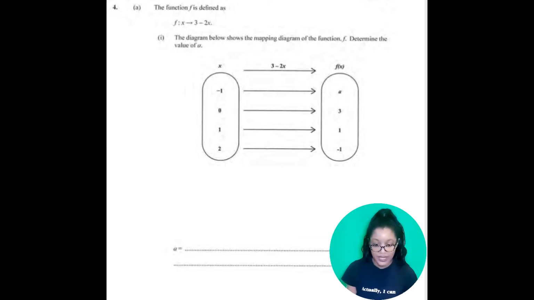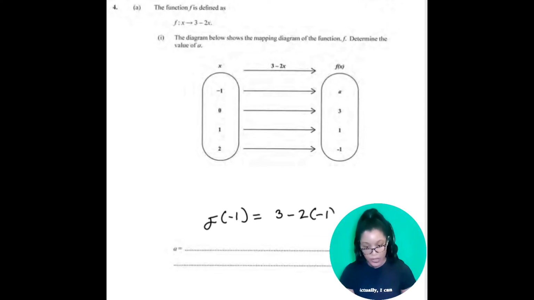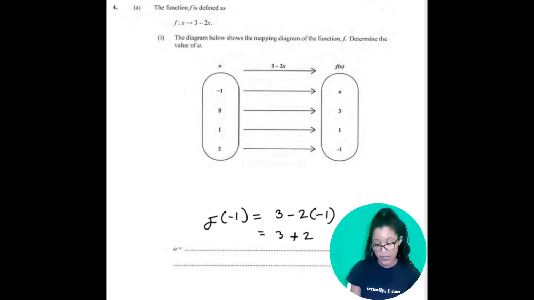So to find a, we need to substitute the domain in the function. Looking at the mapping, the domain for a is -1. So we substitute -1 into the f of x function. So f of -1 is equal to 3 minus 2, where we see x, we put -1, so multiplied by -1, which is 3 plus 2, because a negative multiplied by a negative is positive, and 3 plus 2 is 5. So therefore a, which is the codomain, is equal to 5.